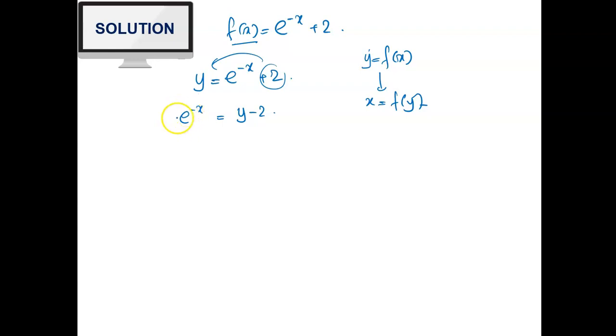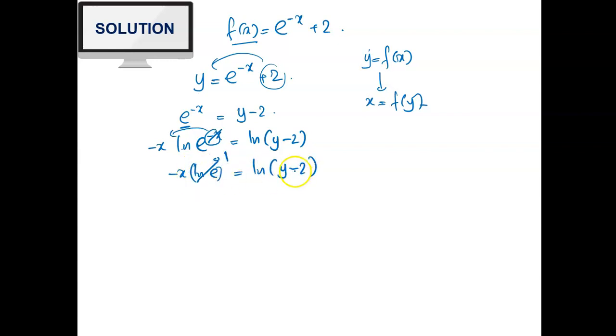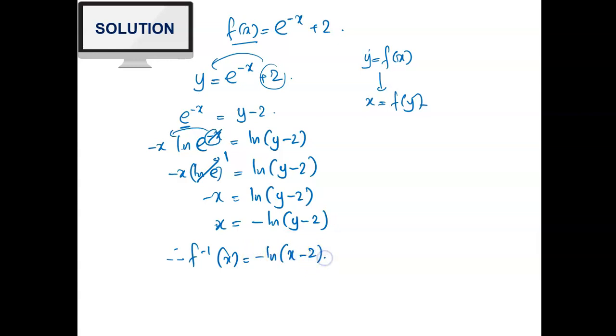So to eliminate this e, we're going to take the natural log of both sides: natural log of e power negative x equal to natural log of y minus 2. And bring this power to the front here. Okay, and negative x times natural log of e, equal to natural log of y minus 2, and natural log of e should really give you 1. So negative x equal to natural log of y minus 2, then x equal to negative natural log of y minus 2. So class, the f inverse of this function now is negative natural log of x minus 2.